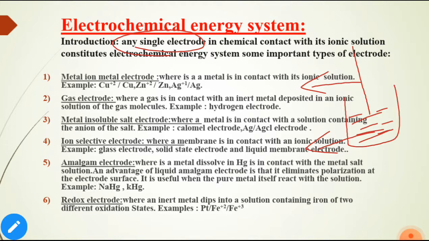Okay, we have to study the different types of electrodes. First one is the metal ion electrode. What is a metal ion electrode?